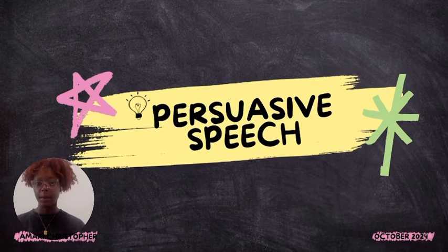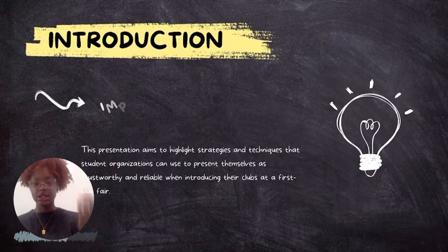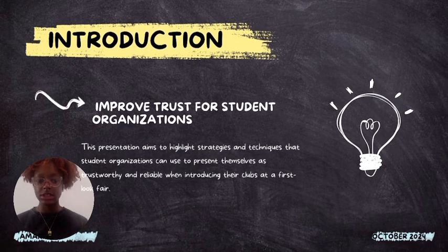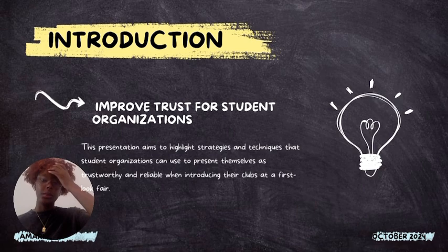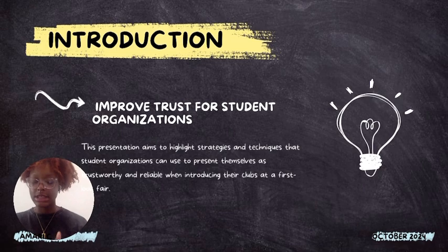I am a sophomore, and my persuasive speech will be mainly about reliability with club groups, especially with presenting yourself and remaining credible. So first, this speech is mainly about, like I said before, improving trust for student organizations. This presentation mainly aims to highlight strategies and techniques that student organizations can use to better their presentation when presenting themselves to groups, for example at first look fairs, or presenting themselves to board members when they want to get funds.